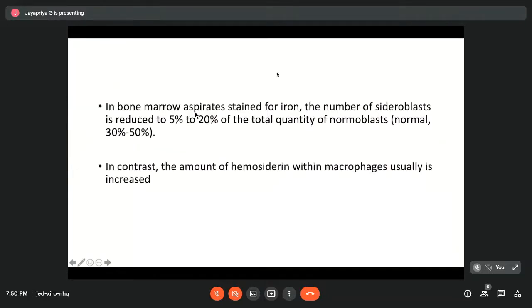And if you stain the bone marrow, we'll see that in the macrophages, the amount of hemosiderin will be increased. But the number of sideroblasts, which are the erythroblasts that stain for iron stores, will be reduced because of the functional iron deficiency. That is, erythroblasts are not getting enough iron for erythropoiesis.